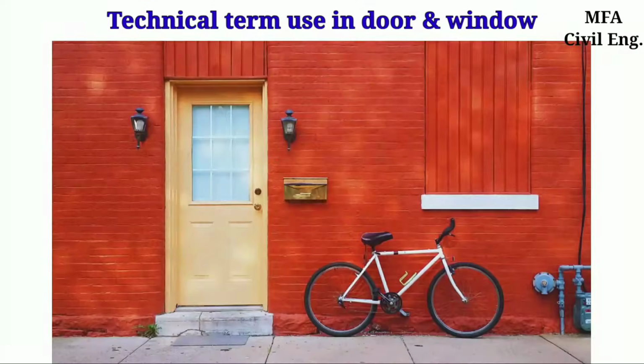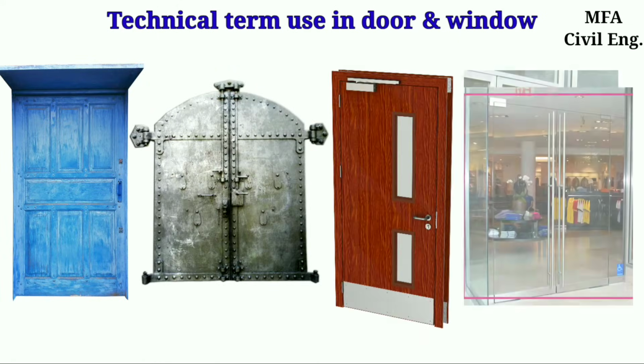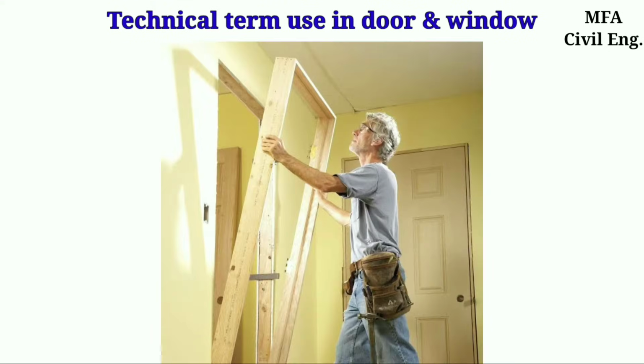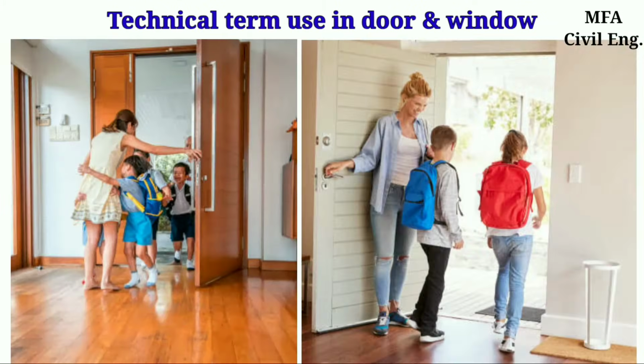First of all, a door is a framework of wood, steel, aluminium, glass fiber or a combination of these materials that is fitted in an opening of a room, that you can open and close to get in or out of the room or the building.